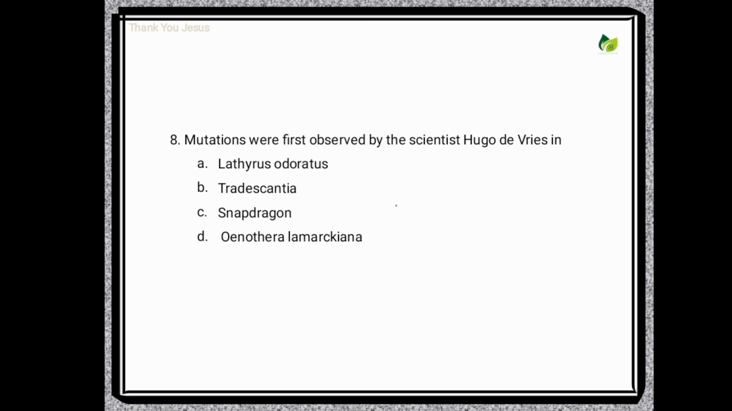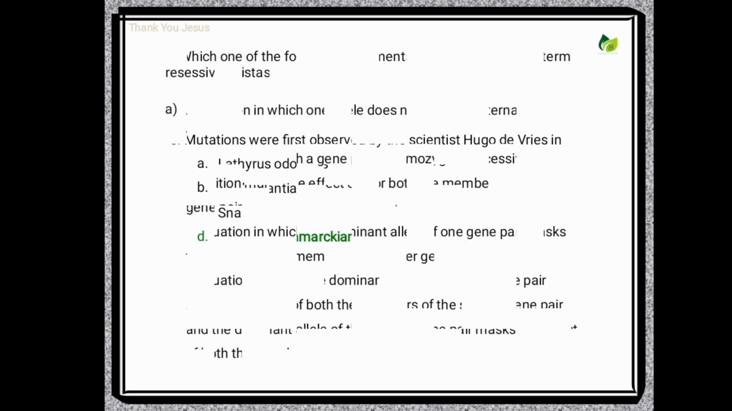Mutations were first observed by the scientist Hugo de Vries in. Options are Lathyrus odoratus, Tradescantia, Snapdragon, Oenothera lamarckiana. The correct answer is Oenothera lamarckiana. Hugo de Vries for the first time observed mutations in the plant Oenothera lamarckiana.